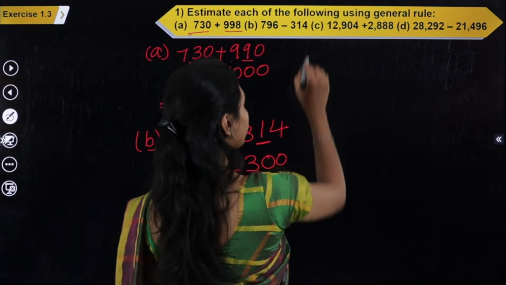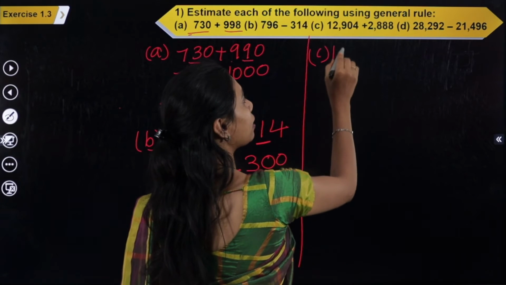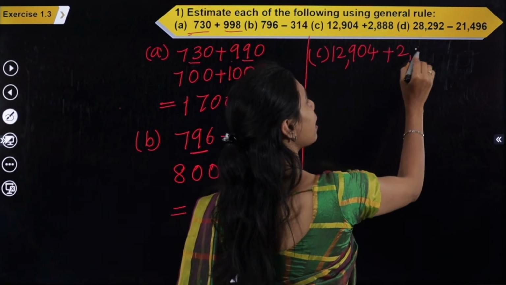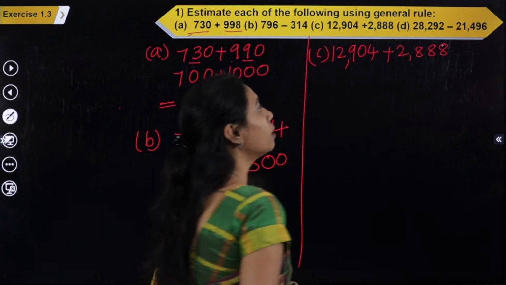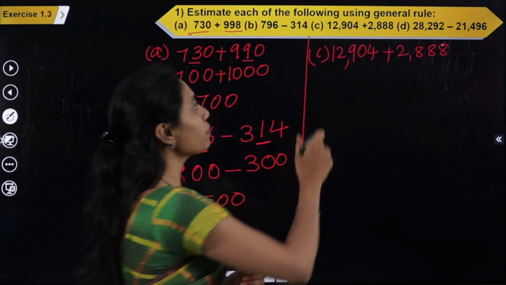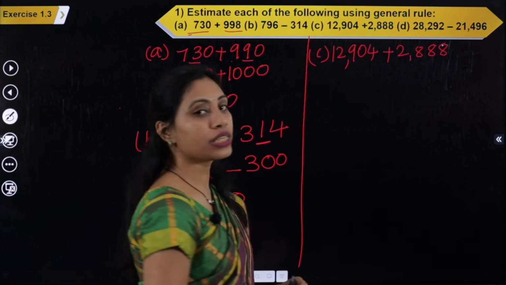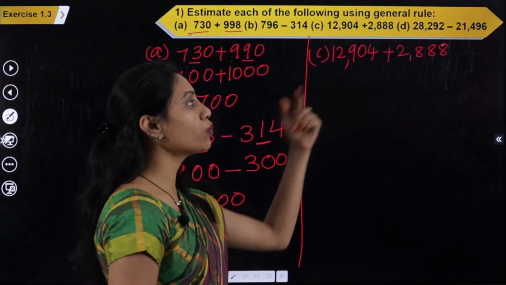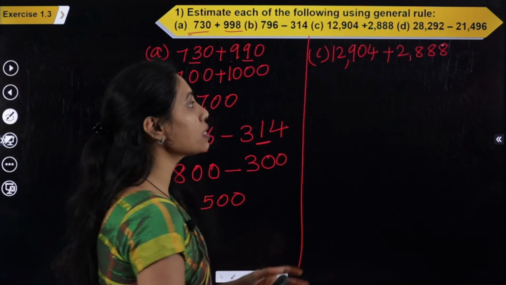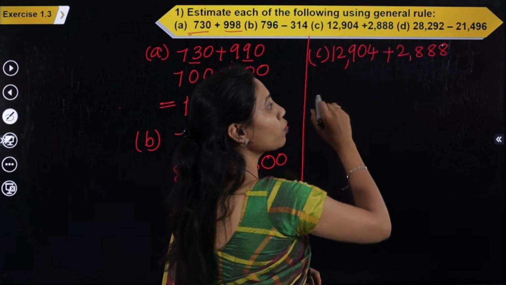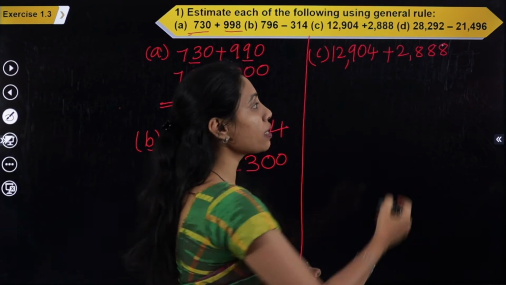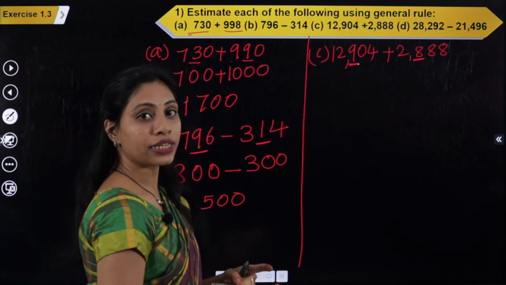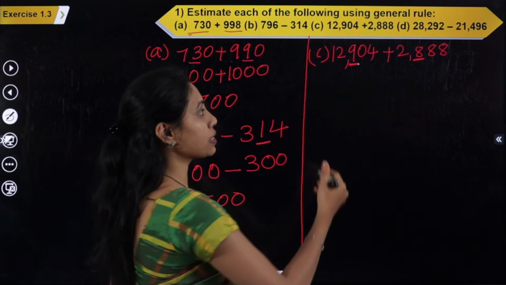Next, 12,904 plus 2,888. Now, here we have 5 digits, here we have 4 digits. The least number of digits is 4. So we have to round off to the closest 1000. Since I am rounding off to the nearest 1000, I will underline the digit present in the hundreds place.